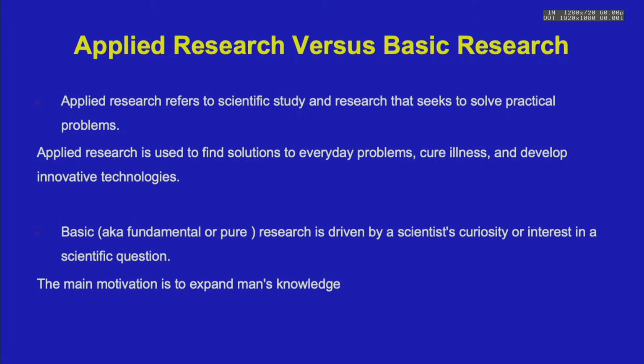There are two types of research. One is applied research, which is a scientific study that seeks to solve a practical problem in front of us, such as everyday problems, such as curing the disease or developing innovative technology. And basic research, also called fundamental or pure research, is driven by scientists' curiosity or interest about a scientific question. The main motivation behind this is to expand our knowledge.